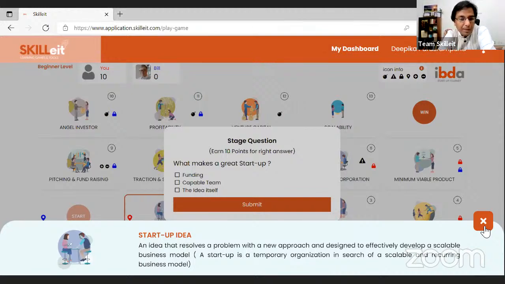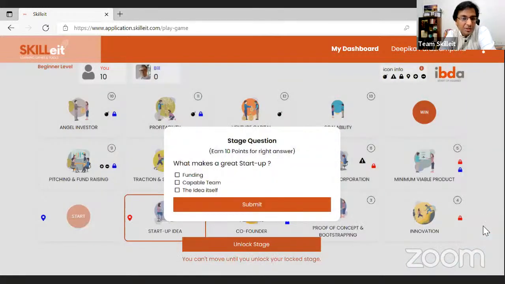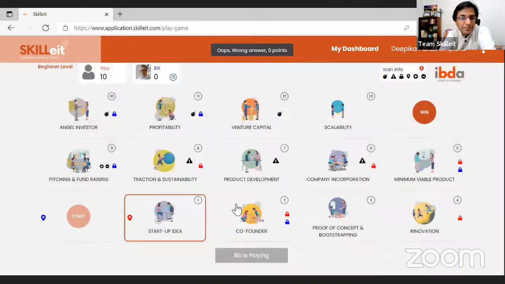So now you can keep playing, Deepika. Just cross this, go to question, select one of the options. What makes a great startup? Okay, submit. I think you got the message. Yeah, it should show wrong answer, 0 points. Now Bill is playing. And once Bill has stopped, then again it's your turn.